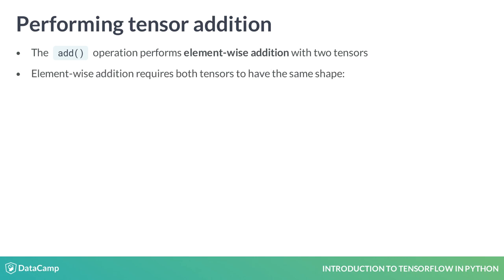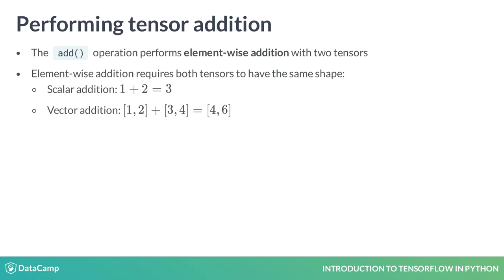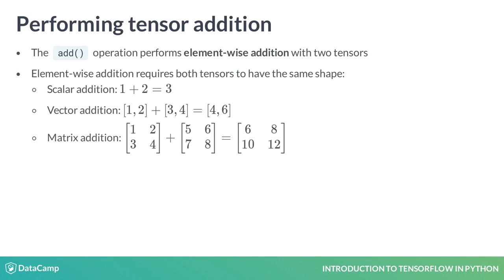Each pair of tensors added must have the same shape. Element-wise addition of the scalars 1 and 2 yields the scalar 3. Element-wise addition of the vectors 1, 2 and 3, 4 yields the vector 4, 6. Element-wise addition of the matrices 1, 2, 3, 4 and 5, 6, 7, 8 yields a matrix 6, 8, 10, 12. Furthermore, the add operator is overloaded, which means that we can also perform addition using the plus symbol.